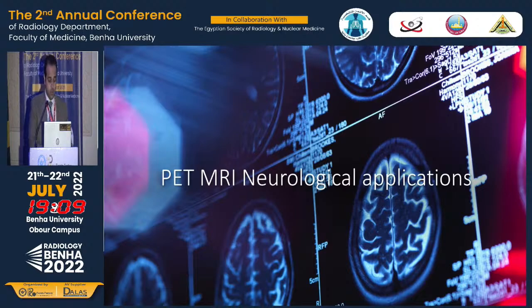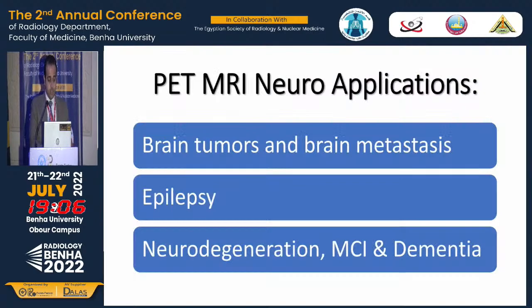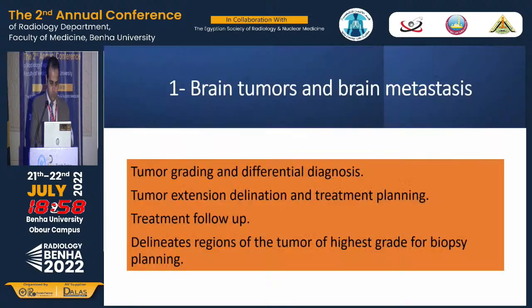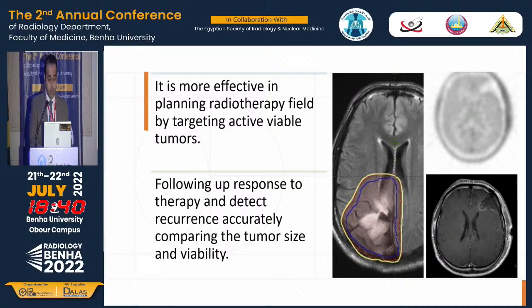To start with the PET MRI neurological applications, the main applications are brain tumors and brain metastases, epilepsy, neurodegeneration, mild cognitive impairment, and dementia. The value of PET MRI in brain tumor and metastases is tumor grading and differential diagnosis, tumor extension delineation and treatment planning, treatment follow-up, and delineation of the regions of tumor highest grade for biopsy planning. It's also more effective in planning radiotherapy field by targeting active viable tumors. Finally, for following up response to therapy to detect recurrence accurately, comparing tumor size and viability by PET.